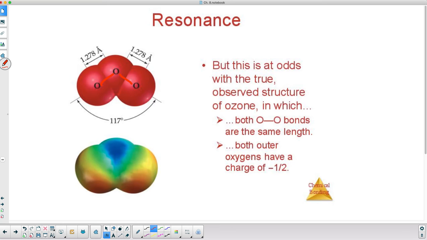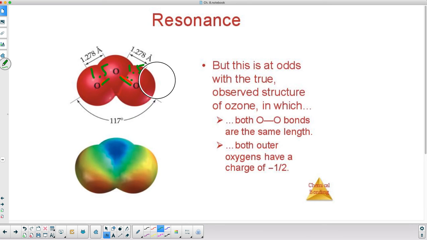So instead of having a double bond on this side and a single bond on that side, or a double bond on that side and a single bond on that side, what they do is they say it's actually kind of the average of both. So there's like a single bond and a half bond, and a single bond and a half bond. So there's basically 1.5 bonds on each side like this. Okay, 1.5 bonds on each side.